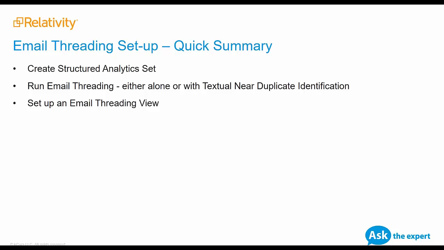You'll usually want to set up an email threading view for your reviewers, and then you're going to determine a review approach, and we'll go into this a little bit too. Are you going to only review those inclusive non-duplicate emails, or do you have some other approach?